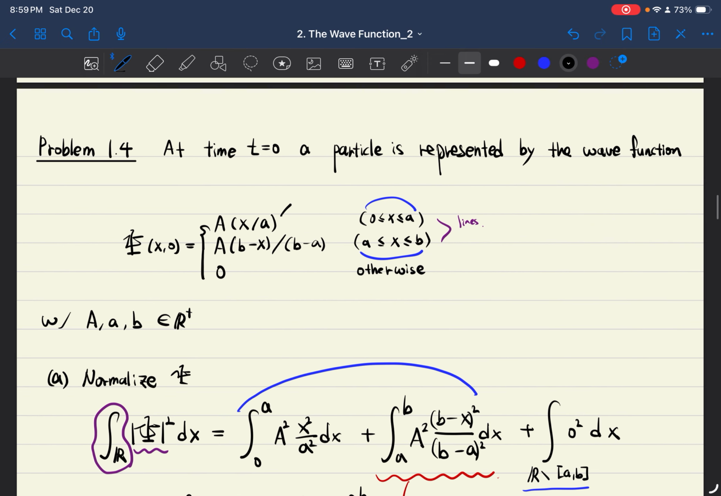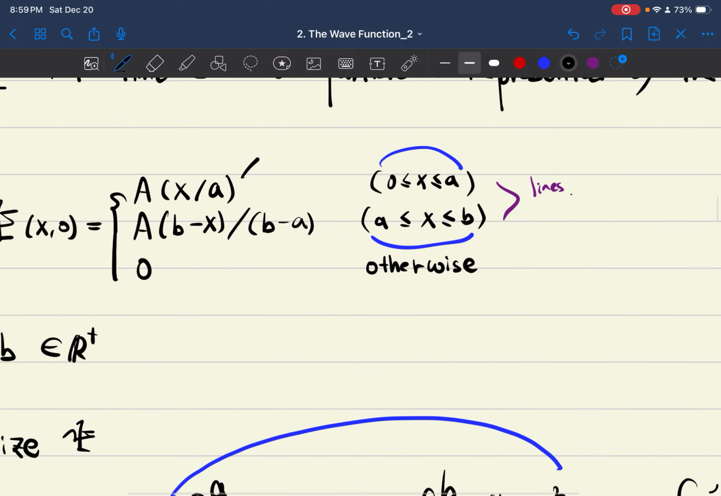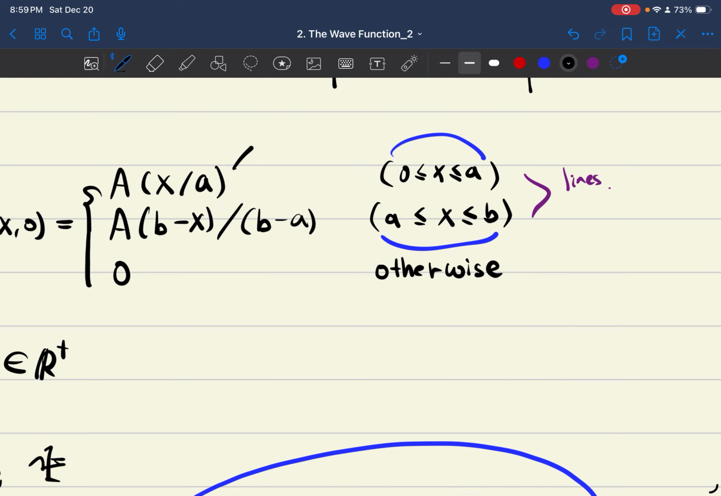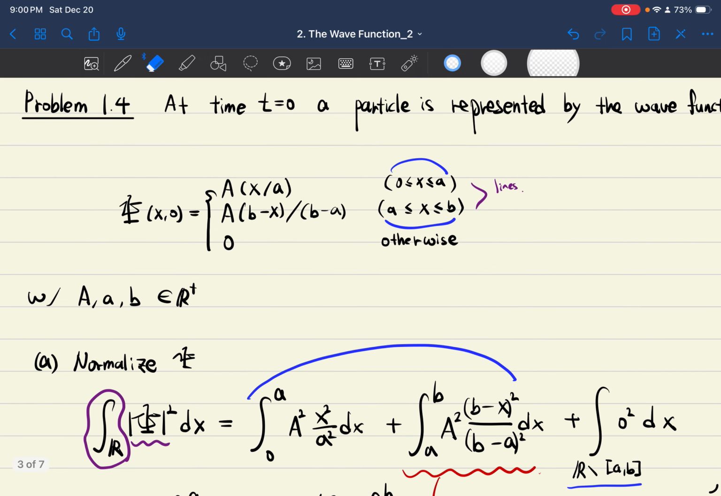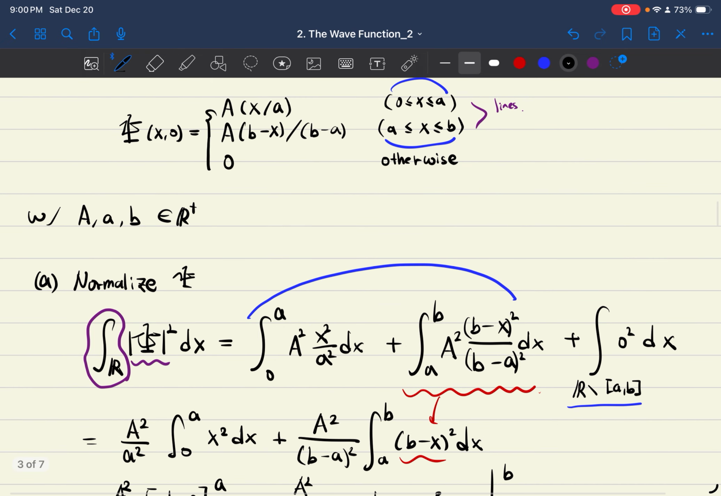So let's do this. At time t equals 0, a particle is represented by the wave function ψ(x,0) equals Ax divided by a when x is between 0 and a, and A(b minus x) divided by (b minus a) when x is between a and b, and otherwise 0. Here a and b are positive real numbers. So first we have to normalize that.